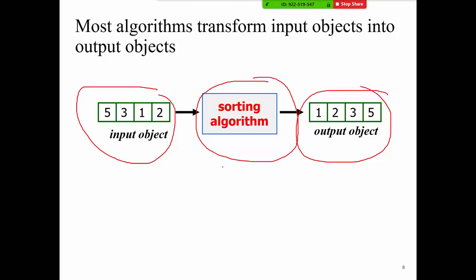If you would like to know how much time this sorting algorithm takes to process the input and generate the output, this is what we're going to discuss today: trying to come up with some common ground between the algorithms to decide which one is running faster than the other. And we're going to use the big O notation to determine the time complexity for any algorithm.